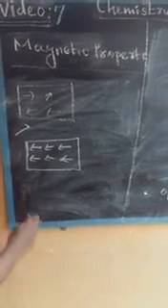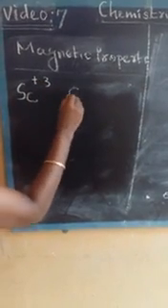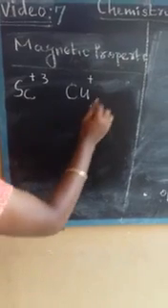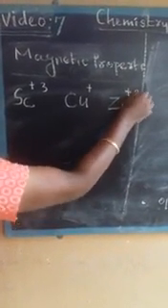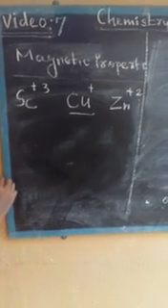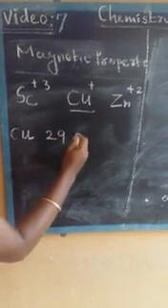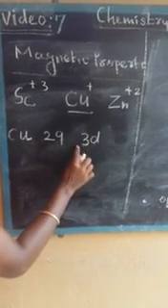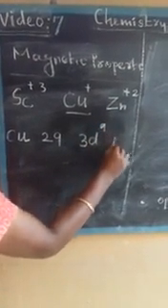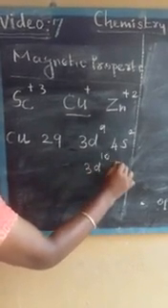Now you see this example, you can understand again very clearly. Especially here, the transition elements: scandium, Sc plus 3, copper plus, in ionic state, Zn plus 2. First take this copper ion as the example. Take the elemental state copper, atomic number 29. The electronic configuration, writing without the noble gas, is 3d9 4s2, and next 3d10 4s1.